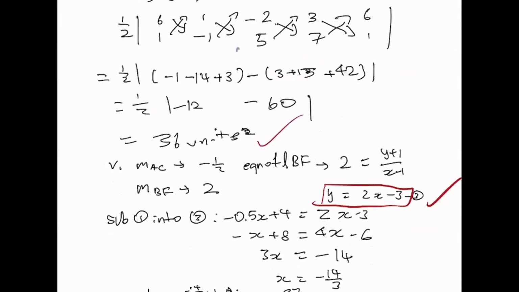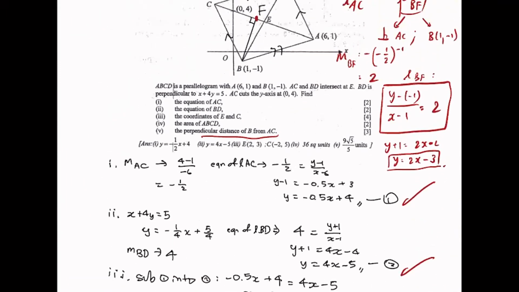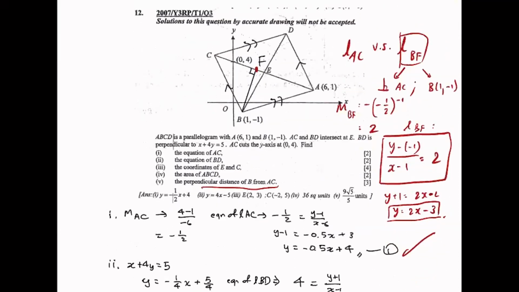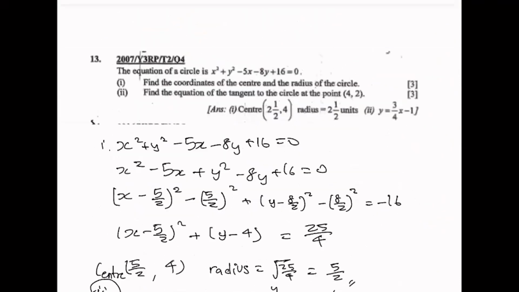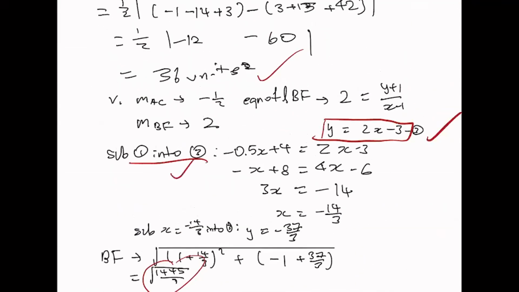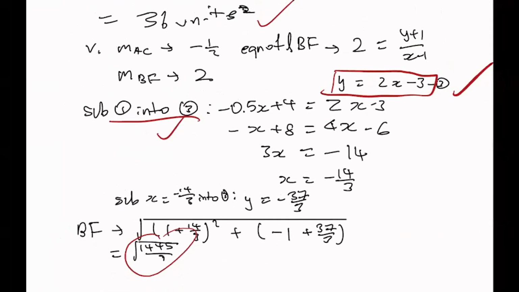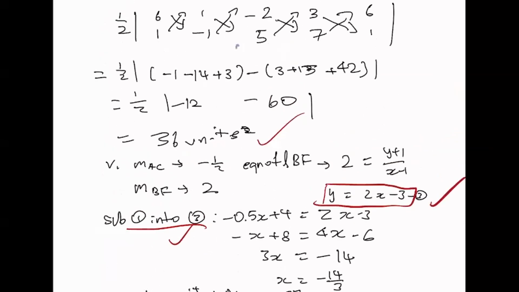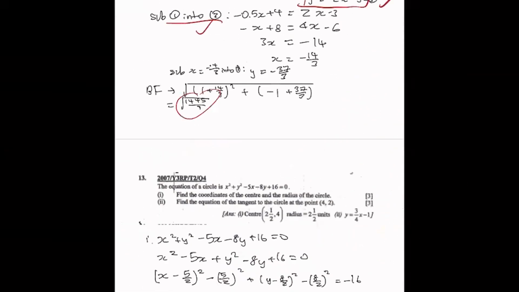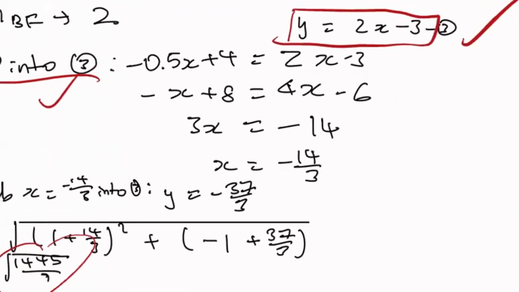Sub 1, what's 1 into 3? Let me see, where's your 1? It's AC. Okay, correct. So that means there must be some algebra mistake already, because your concept is fine. This is correct. Okay, let's take a look. Negative half x, what happened there? How do you copy wrongly? Negative half x plus 4 and 2x minus 3. Okay, this is fine.